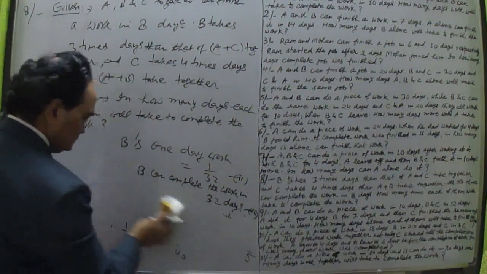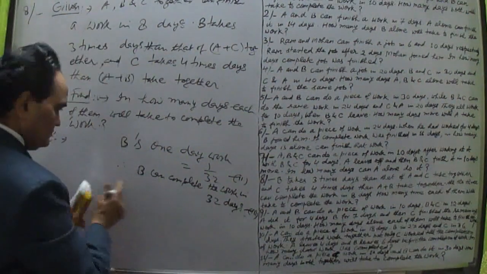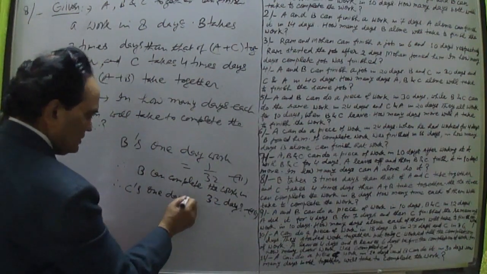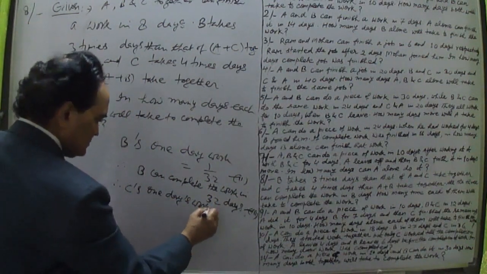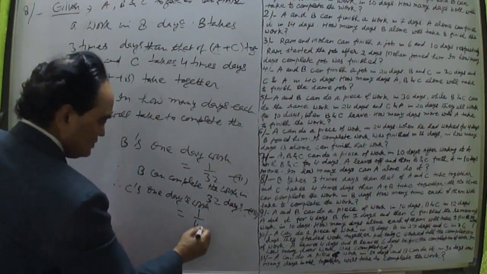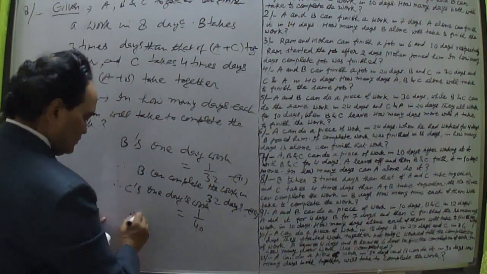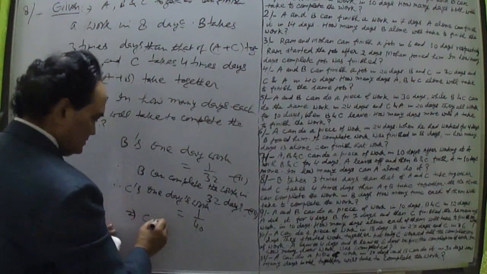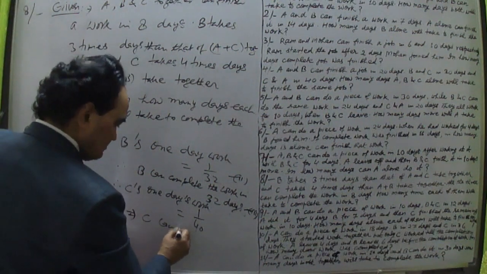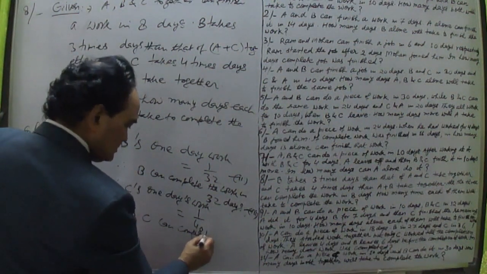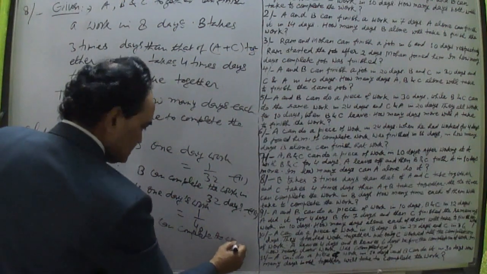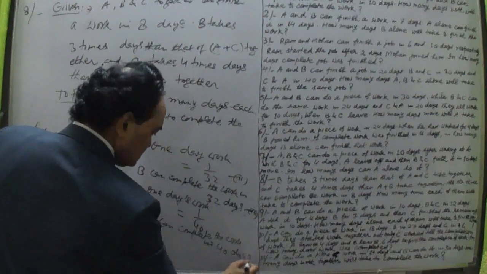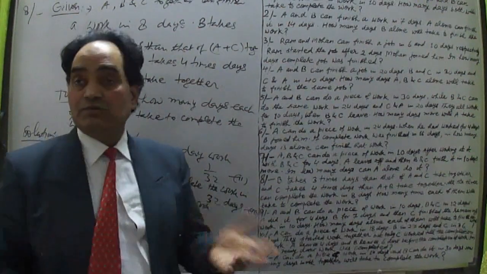Therefore, C's 1 day's work is equal to 1/40. That implies C can complete the work in 40 days. This is C's working time. Now A and B are to be found out.